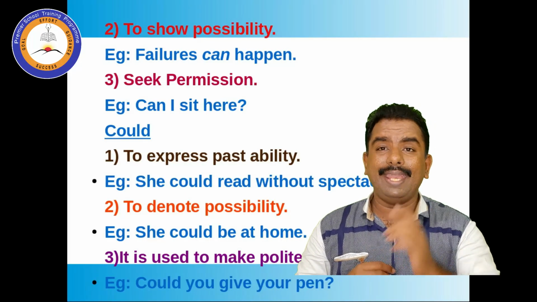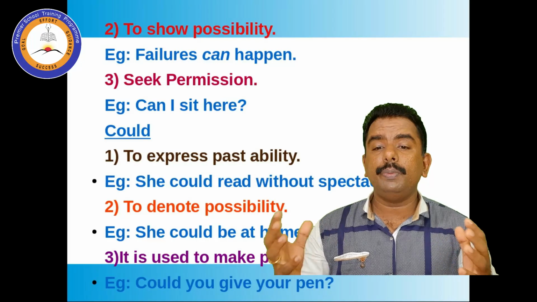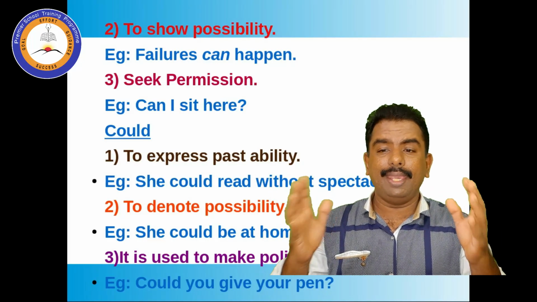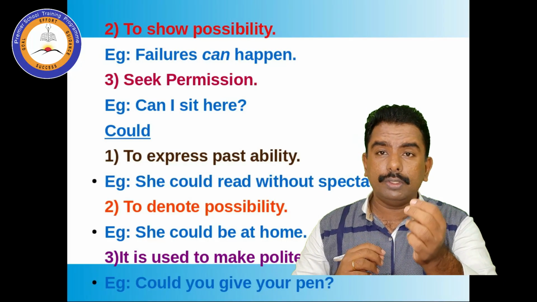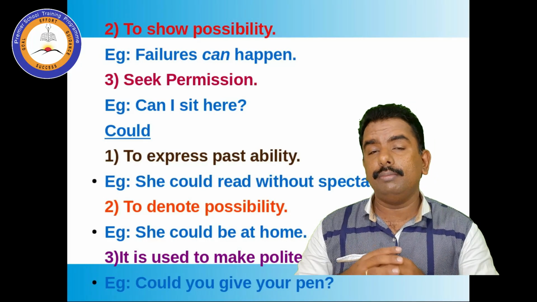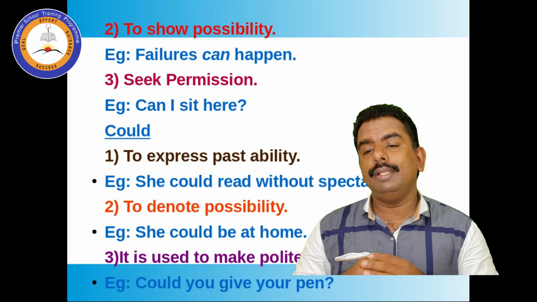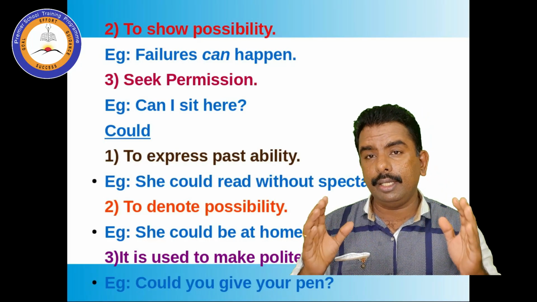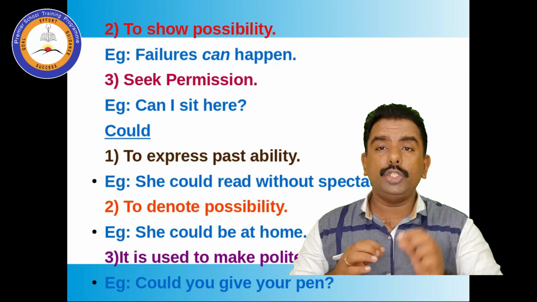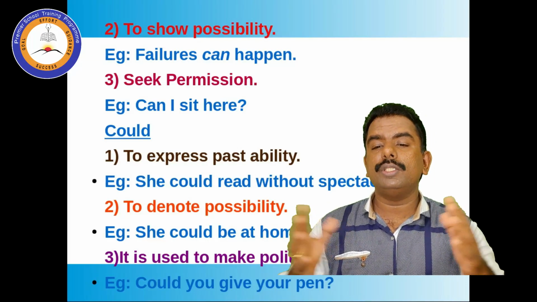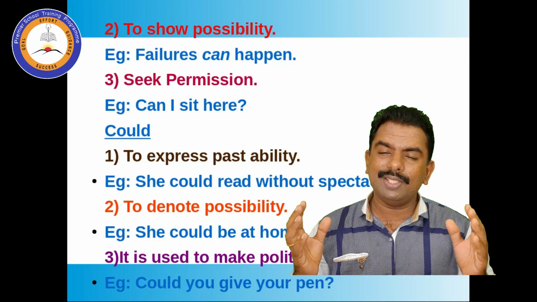Next one is may. Seeking permission is one thing that we use may for. May I use your cell phone? Second is to express possibility. We use may to talk about possibilities. It may rain. Third one is to express a wish. May God bless you.